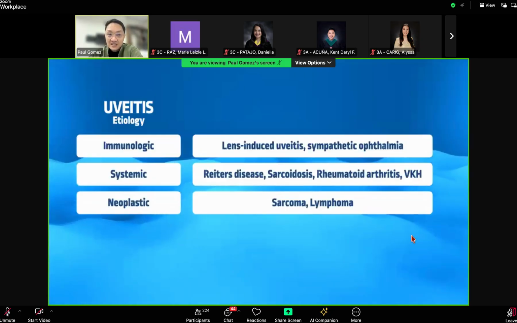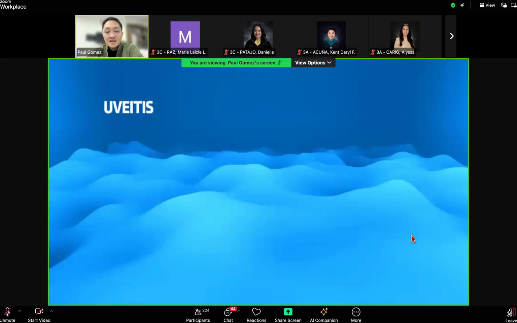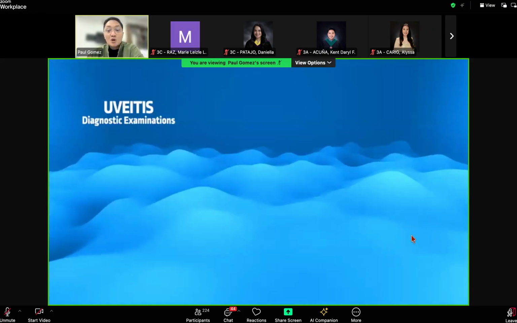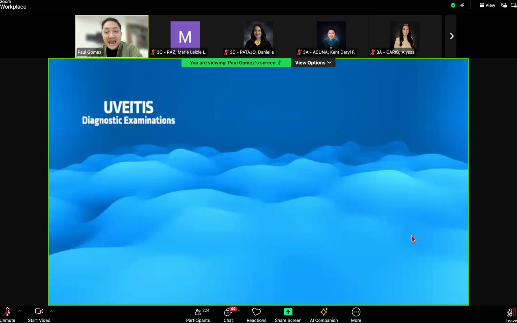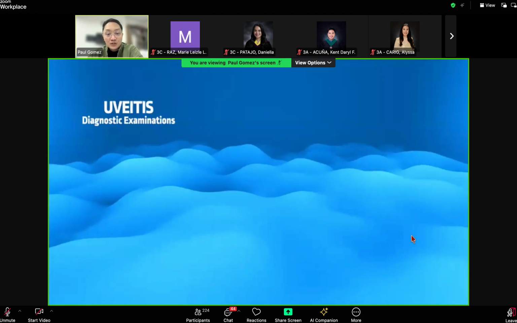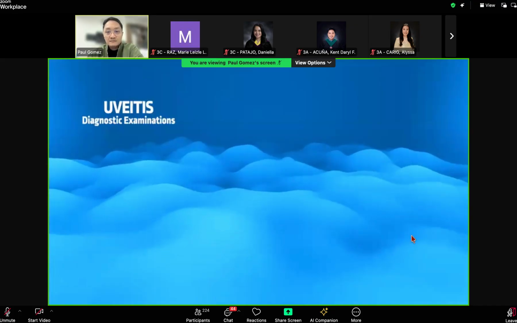Uveitis may also be systemic in nature, such as in Reiter's disease, sarcoidosis, arthritis, or VKH or Vogt-Koyanagi-Harada syndrome. And it also may be neoplastic in nature, as patients may have concomitant sarcoma and lymphoma. So now we proceed with the diagnostic examinations. I just emphasized that the eye becomes inflamed because of inflammation elsewhere, and we can classify uveitis based on etiology. As such, it is prudent that we order several tests to determine the culprit.